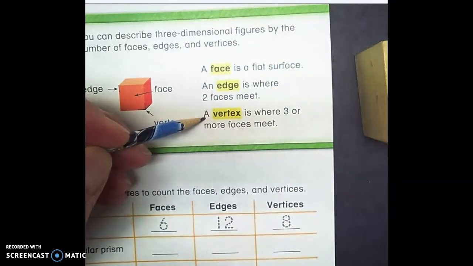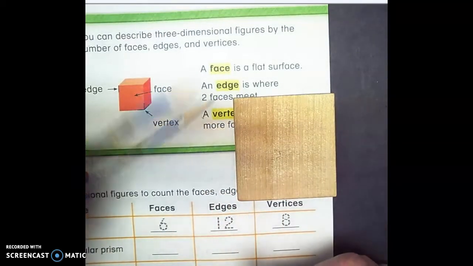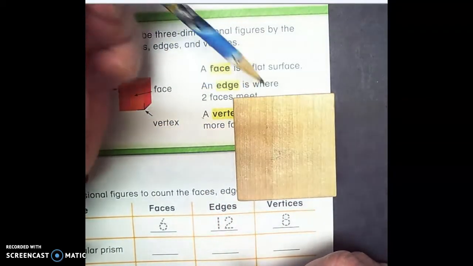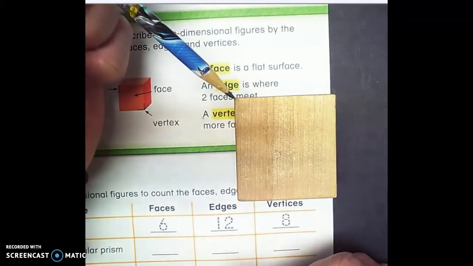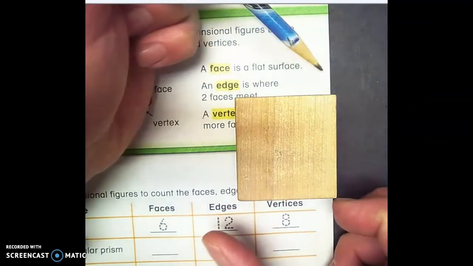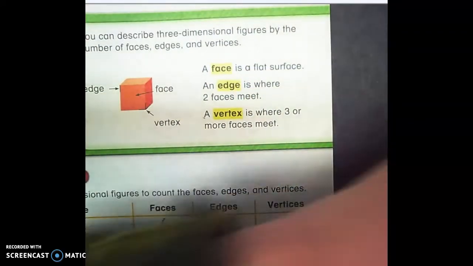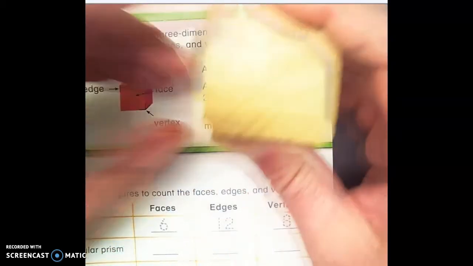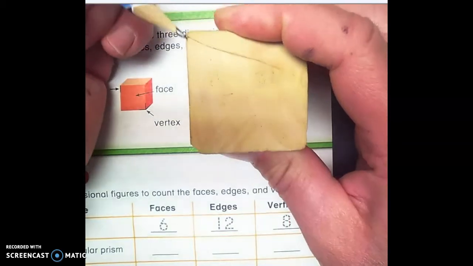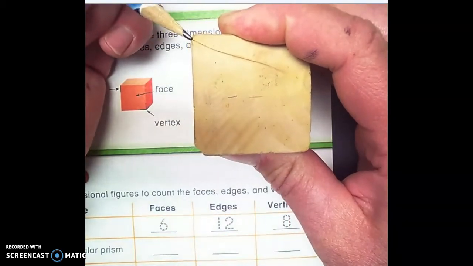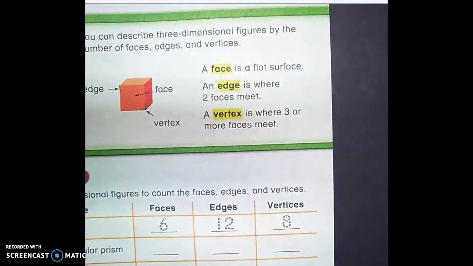A vertex is where three or more faces meet. So here's a face, here's a face, here's a face. 1, 2, 3. They all meet right here. Another word for a vertex is a corner. So it's basically the corners on this cube. Here's another vertex. Sorry. Here's 1, 2, 3 faces. They all meet right here at this vertex or corner. All right? So those are the three vocabulary terms that I wanted to teach you about today.